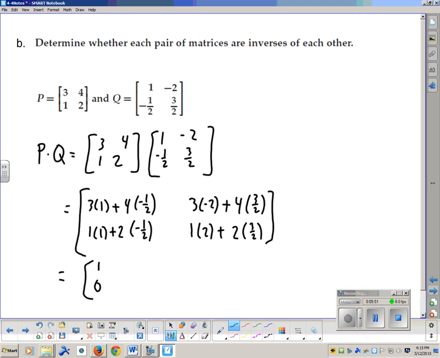And then simplifying this second section over here, I'm looking there at row 1, column 2. That's a negative 6 plus 12 over 2, which is 6. So negative 6 plus 6 is 0. Looking good. And then our last one there is row 2, column 2. We get 2 plus, that's 6/2, which is 4.